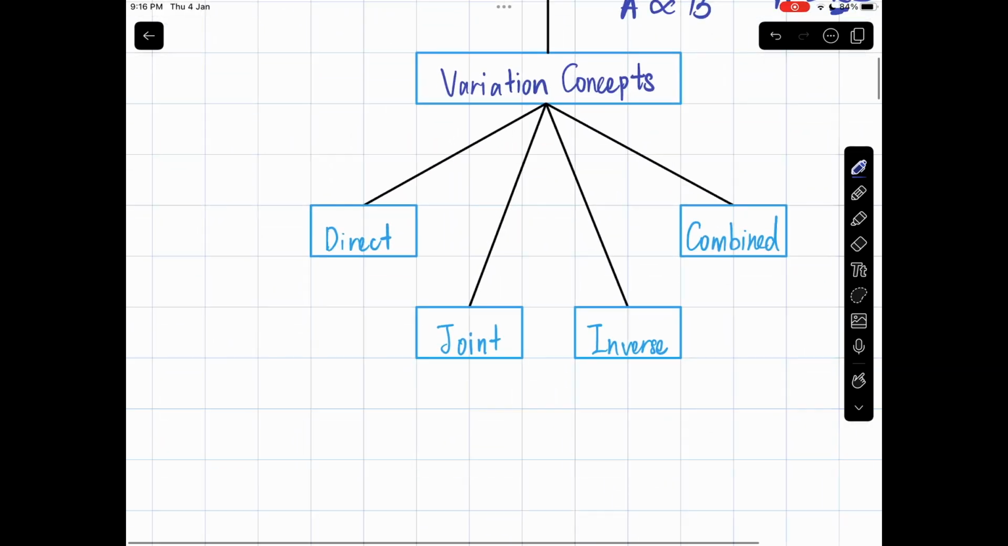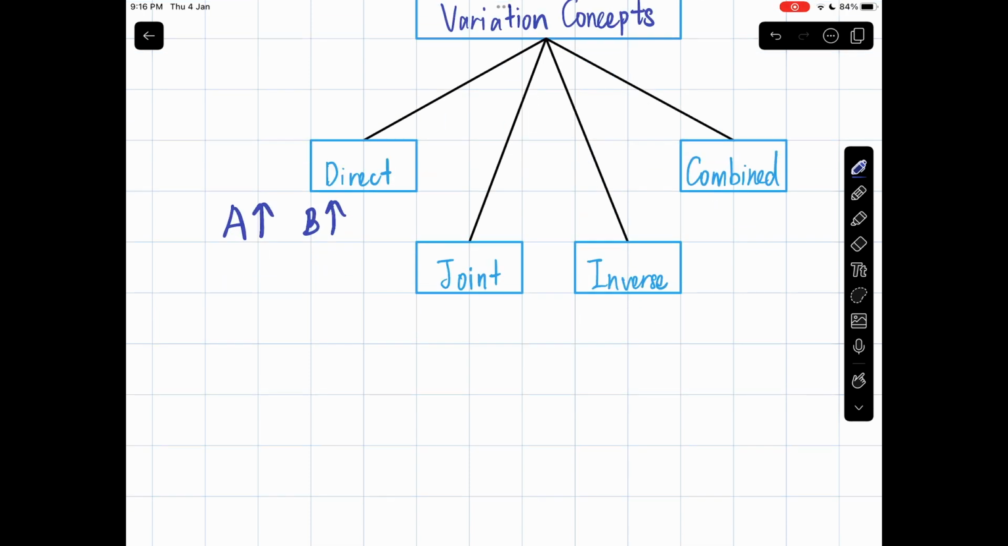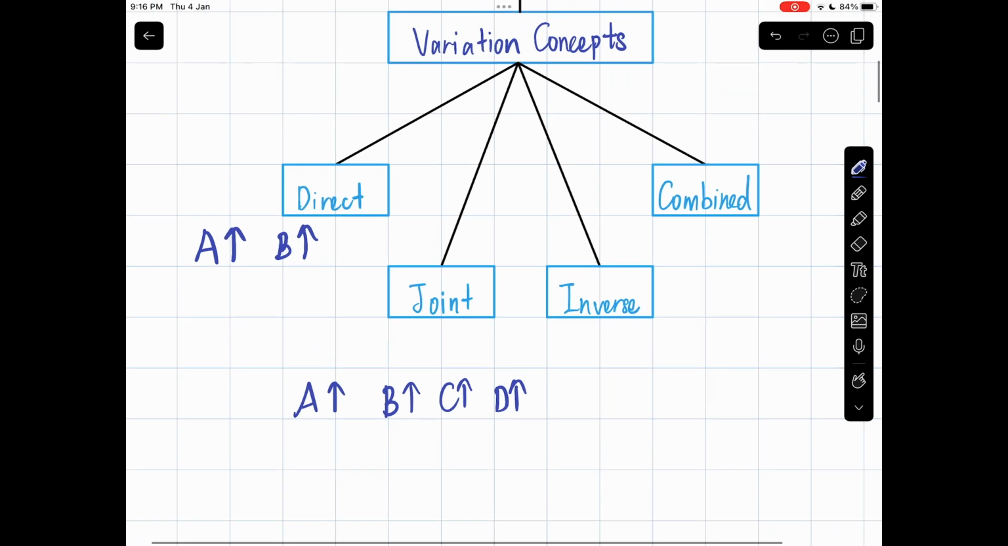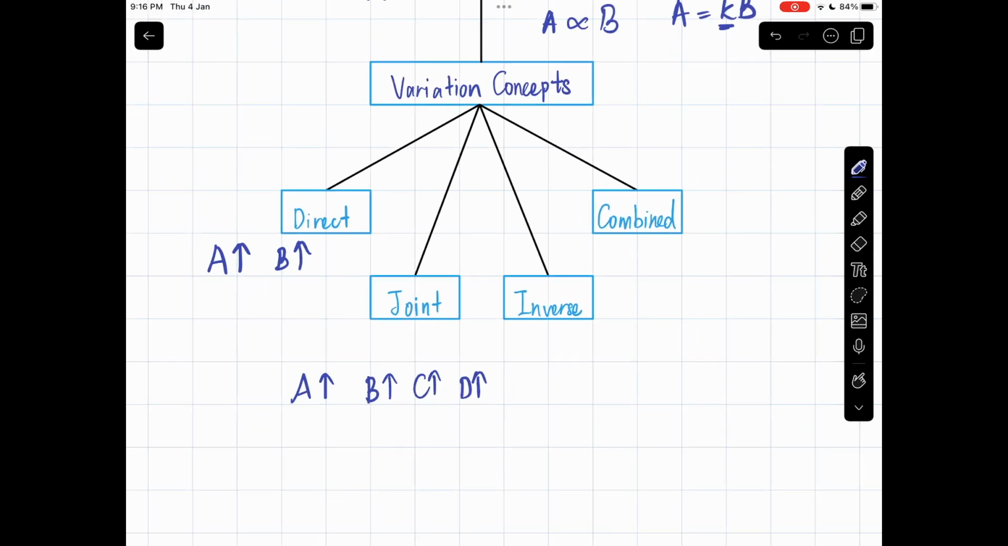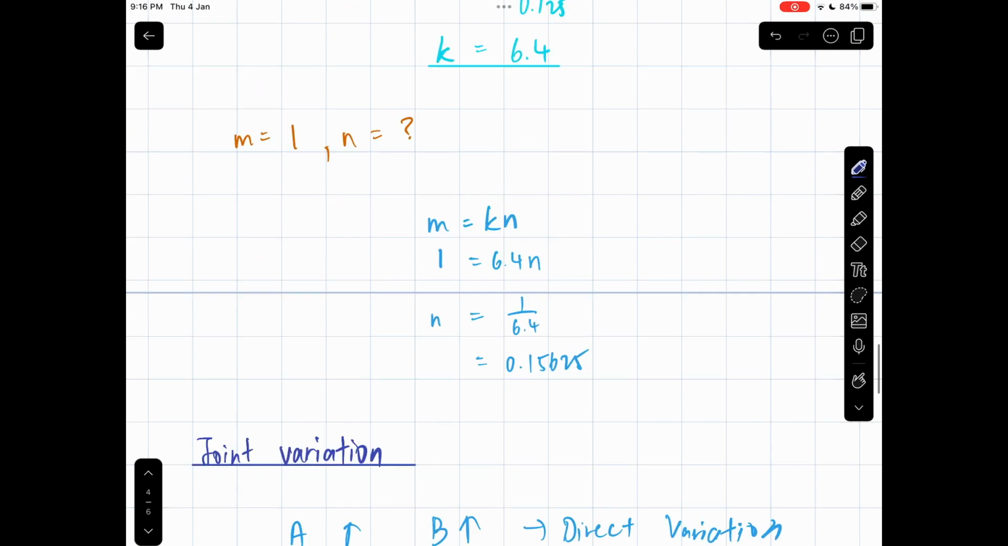So variation concepts, we covered two in the previous video. Direct, which means when one quantity increases, the other quantity also increases. And joint variation is where we have multiple quantities that increase when A increases. For example, when A increases, the quantities B, C, and D all increase in accordance to A. So joint variation is just the extended form of direct variation. Now that the recap is done, let's jump right into inverse variation.